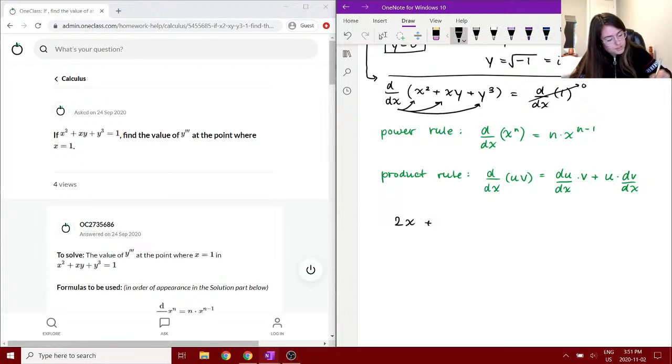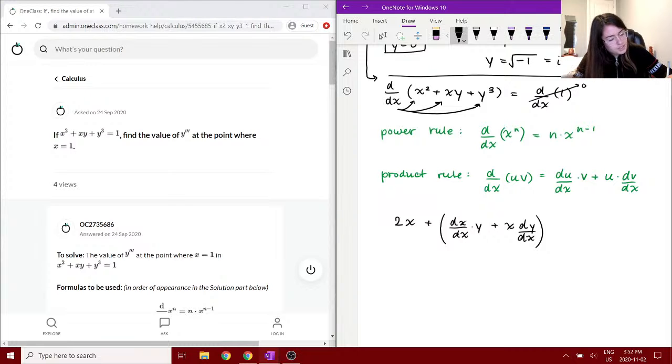Next is the derivative of x times y. So you can use the product rule. We'll take the derivative of x first. So that's dx by dx times y, which just stays the same, plus x stays the same, times the derivative of y. I'm just going to put that in brackets so that you can see that that is just for the term x times y.